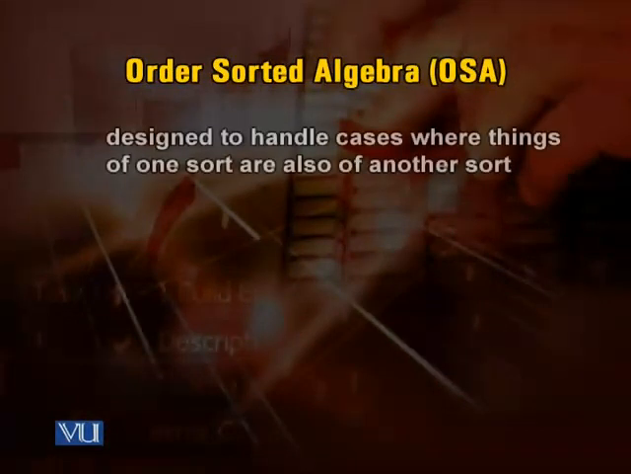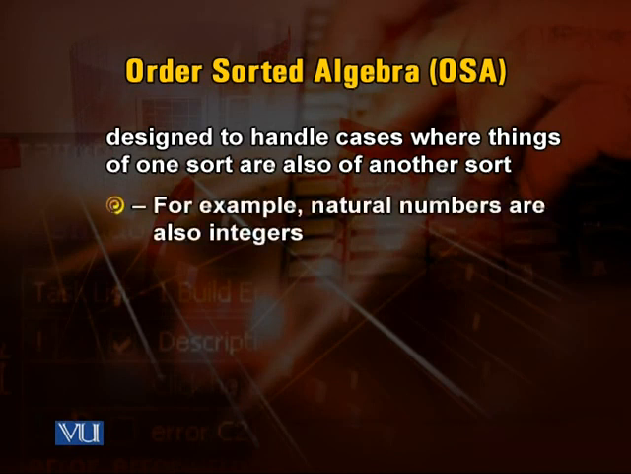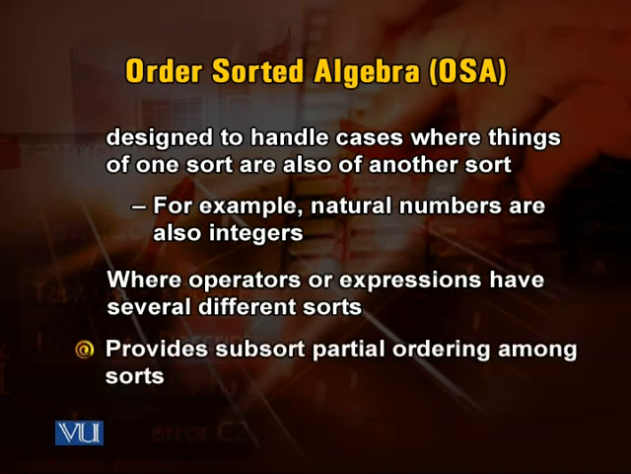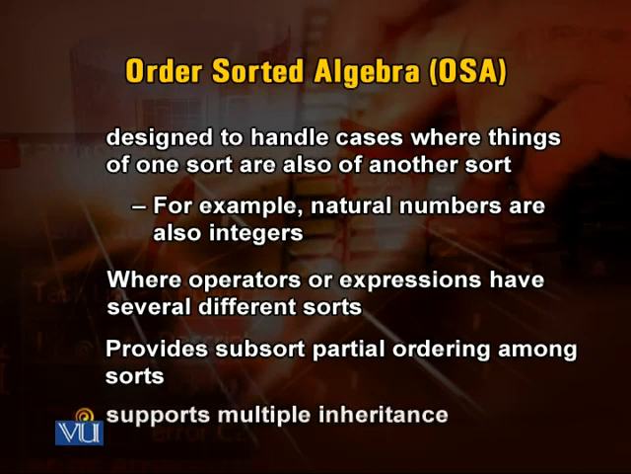Now let us look at the order sorted algebra, OSA. It is designed to handle cases where things of one sort are also of another sort. For example, natural numbers are also integers. Where operators or expressions have several different sorts, it provides subsort partial ordering among sorts, and it supports multiple inheritance.